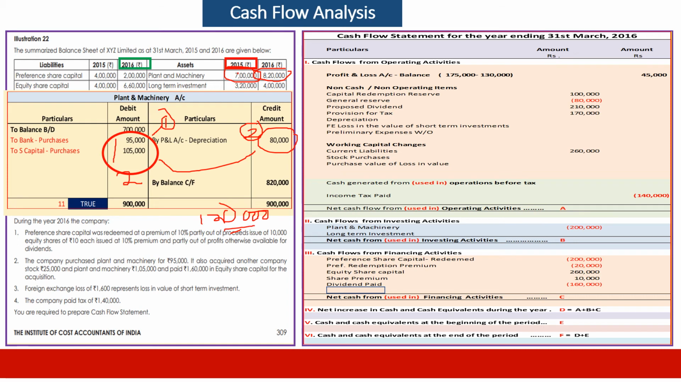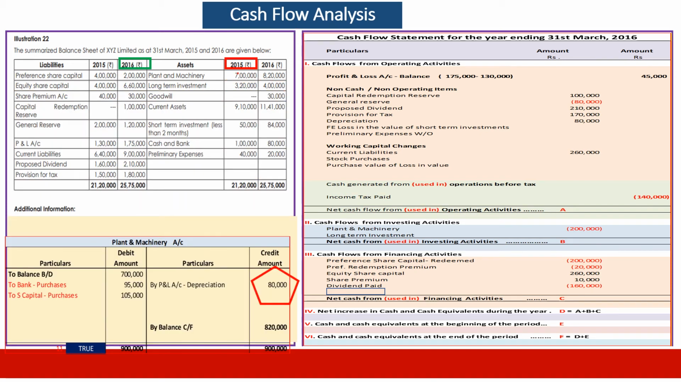Let's get going. 95,000 and 1 lakh 5,000 is 2 lakhs, which is shown as purchases of assets made, plant and machinery, under investing activities as an outflow because the money is paid out.